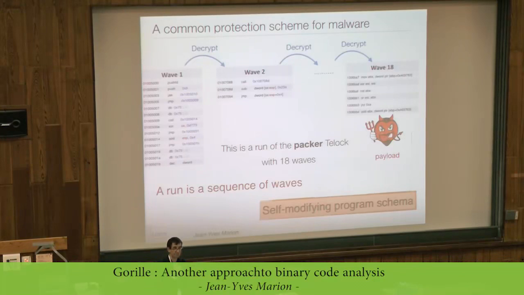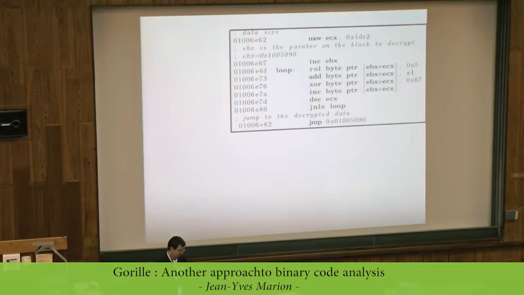Of course, if I go from the good side to the bad side, it's very easy to develop some self-modifying programs that are much more tricky than the ones that we are analyzing now. So just to be clear, here's a very short portion of assembly code. You see that there is a XOR in the middle of a loop. So this loop will decrypt some data somewhere, and then you jump to the part that you just decrypted.